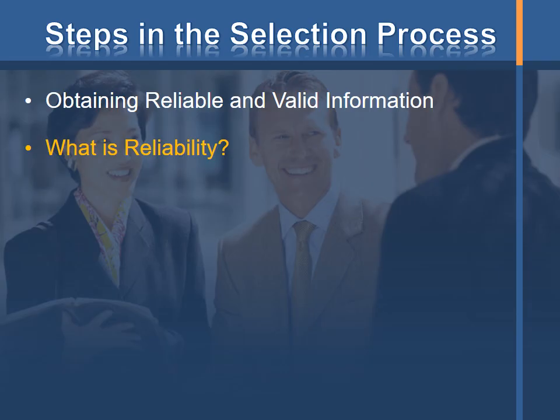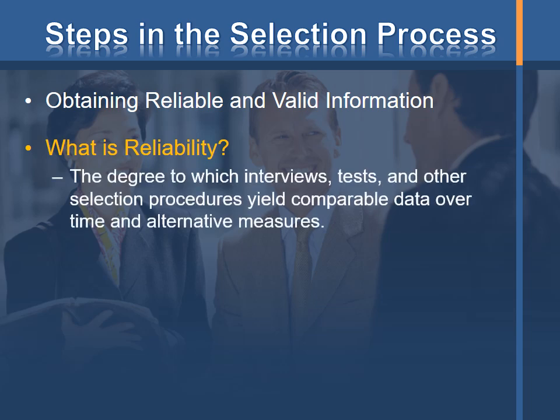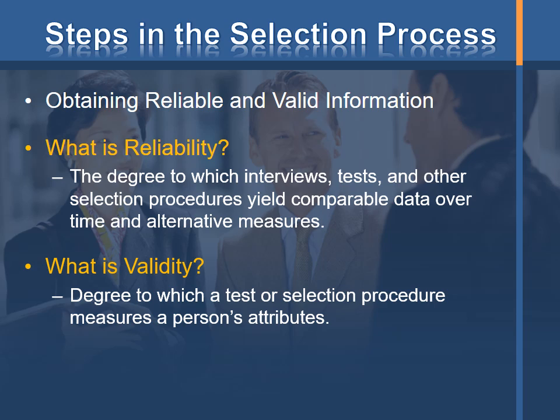You want to get reliable and valid information. So what is reliability? The degree to which the interview, tests, and other selection procedures yield comparable data over time and alternative measures. Validity is the degree to which a test or selection procedure measures a person's true attributes.